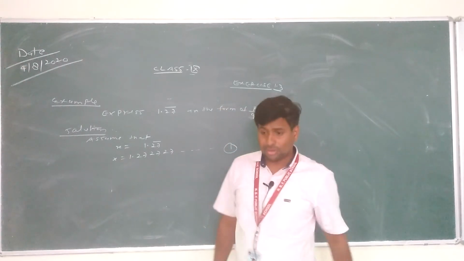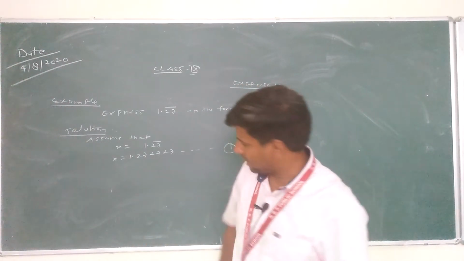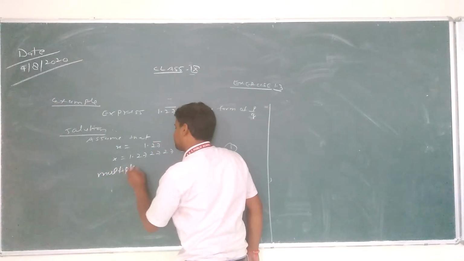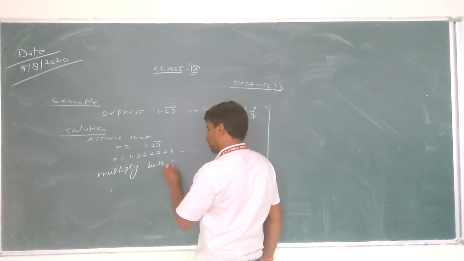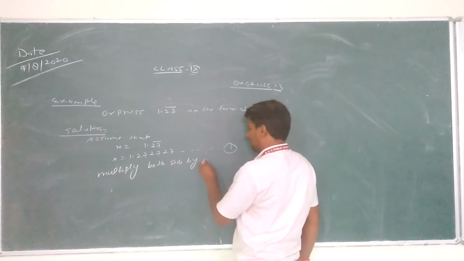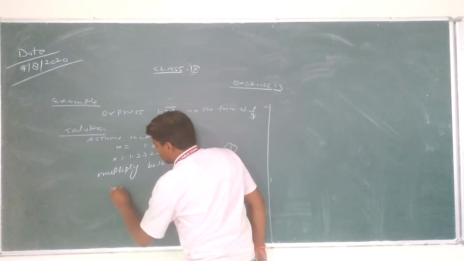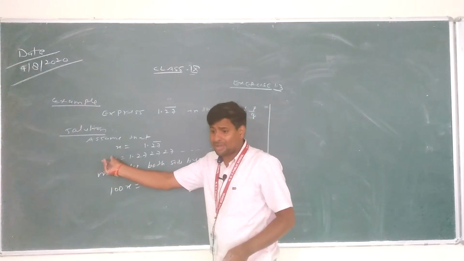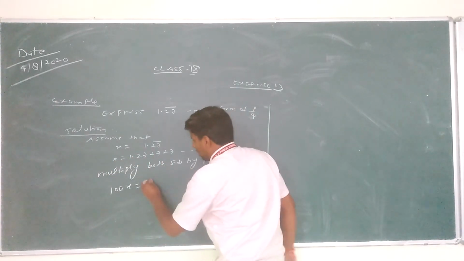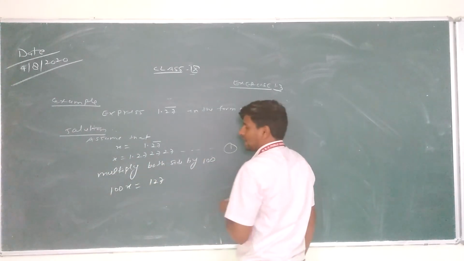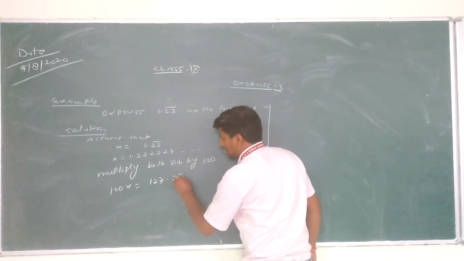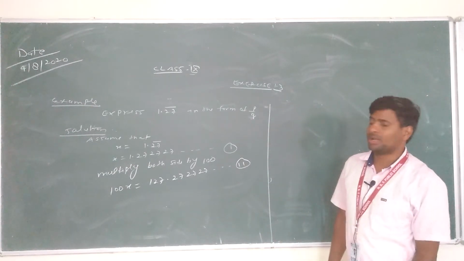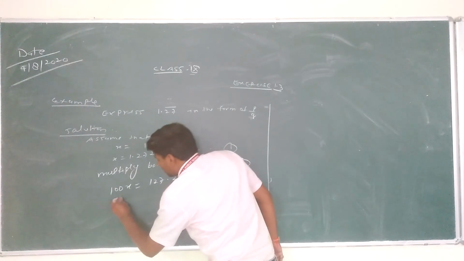If two digits are repeated, we need to multiply both sides by 100. So write here: multiply both sides by 100. It becomes 100x, and the two digits move to the left of the decimal, so it becomes 127.2727, equation number 2. The same process we write here.